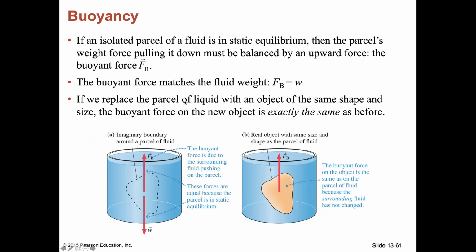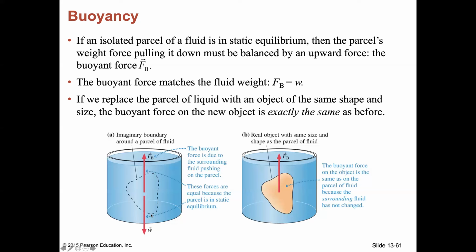If we replace the parcel of liquid with an object of the same shape and size, the buoyant force on the new object is exactly the same as before. Does that make sense? You can imagine, in the first experiment, there's a part of the fluid, a block, but this object is built by water. So it's a water object, and in this case, we can calculate the buoyant force for this part of water.